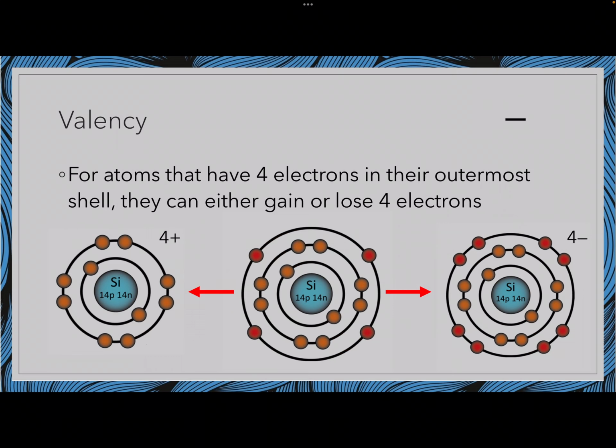So here we've got an example of silicon. Silicon's got 4 in that outer shell. It can either gain 4 electrons and go to the right, so it has 8 in its outer shell now, which is a full 3n shell, or it can lose 4 electrons and it now has a full outer shell, except the full outer shell is 2n. So they're both full, they both fulfill the octet rule. So that can go either way.